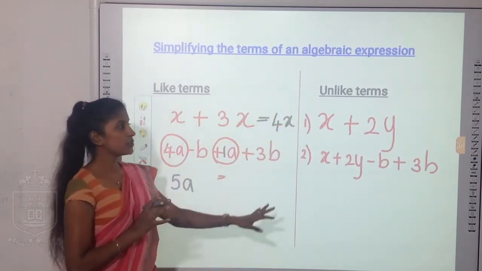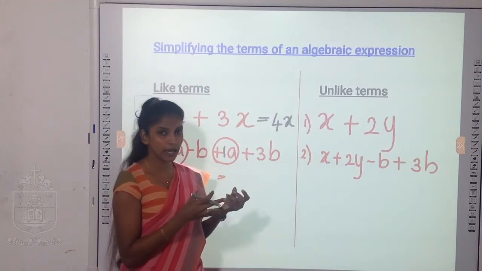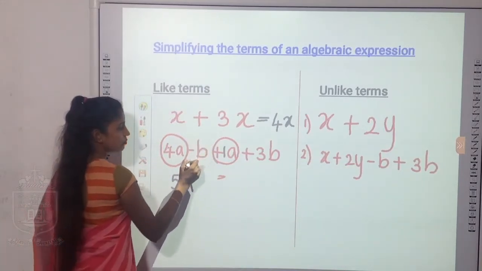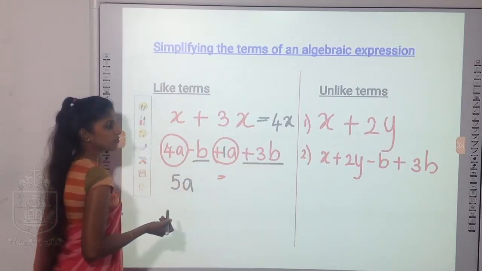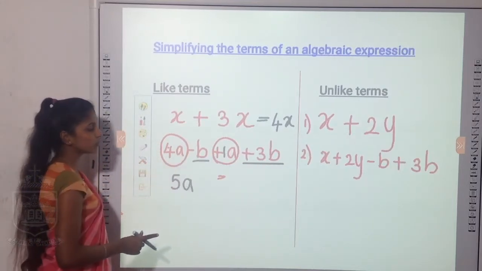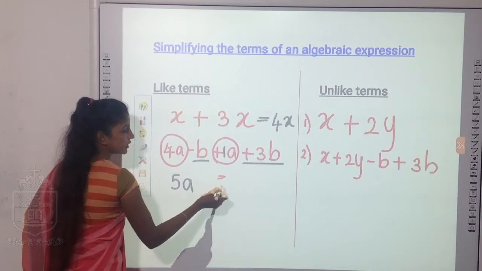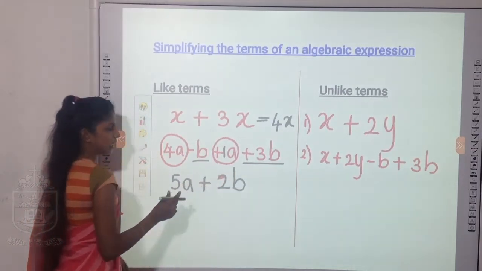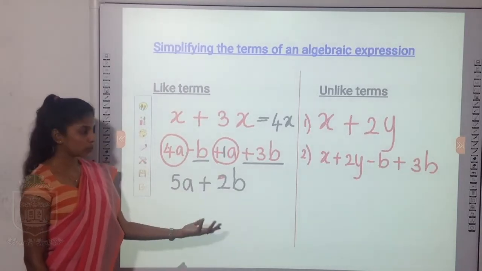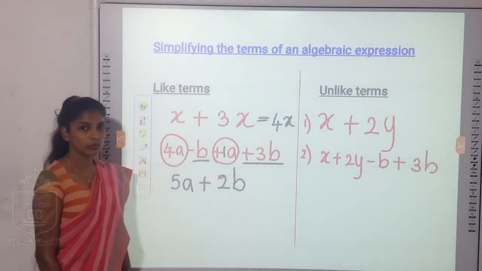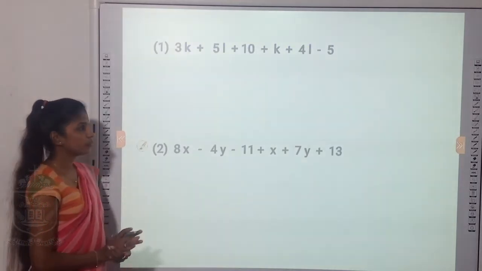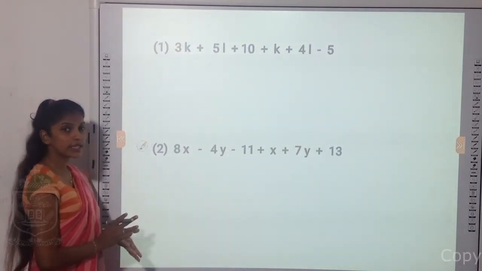But unlike terms cannot be simplified like that. We can't add because they are in two different terms. So here also you can see minus b plus 3b. Two different signs, so you can get the difference, that is 2b, right? And you have to put the sign of the larger number. Likewise, you can simplify like terms more, but unlike terms cannot be simplified. So you have two examples here with like terms as well as unlike terms.